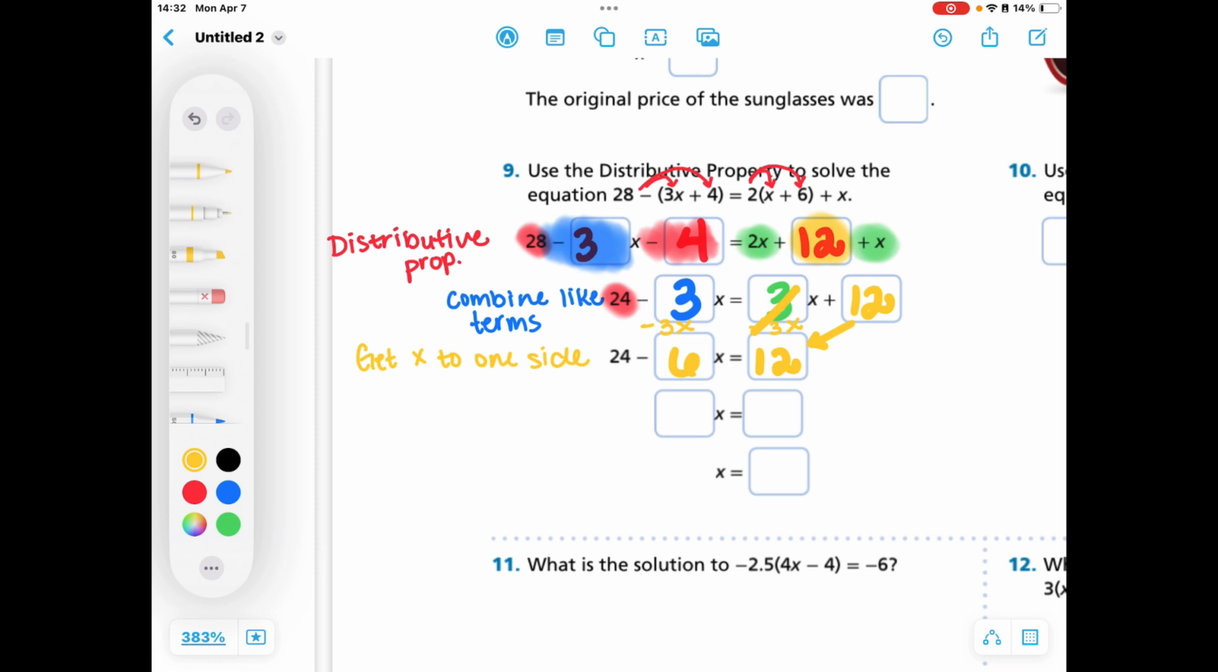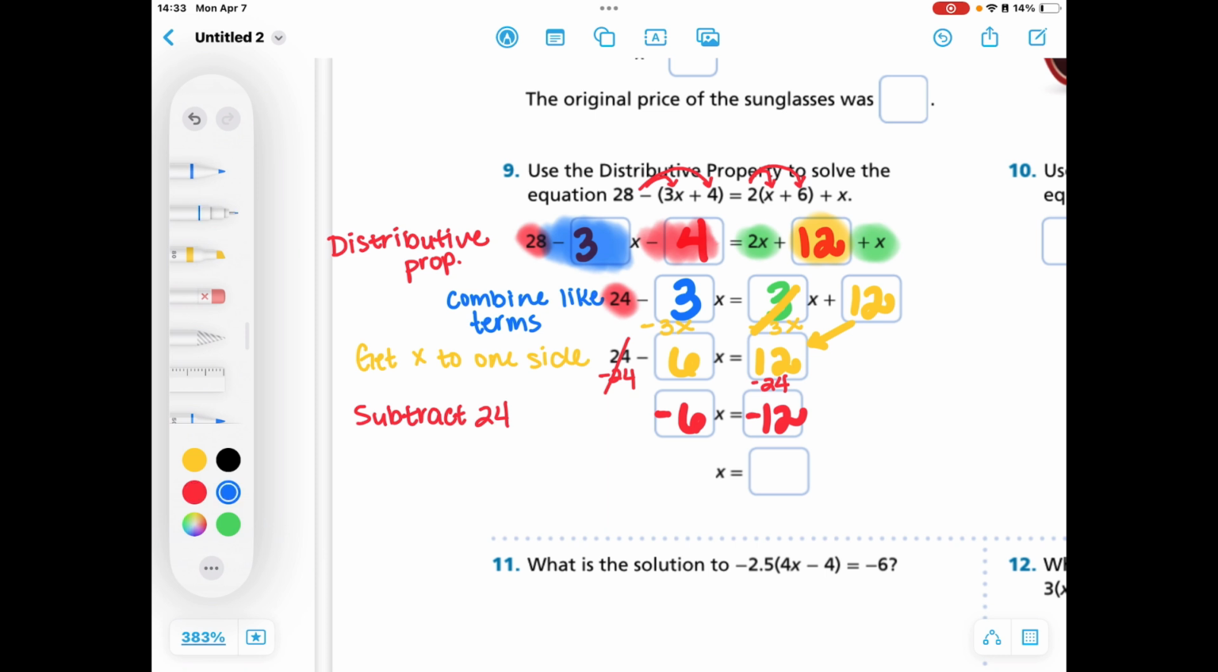From there, we are just solving. We are subtracting 24 on each side in order to get x by itself, or work on getting x by itself. Notice that doesn't do anything to the negative 6, so that will stay the same. It stays negative. But from there, 12 minus 24 is going to be a negative 12.